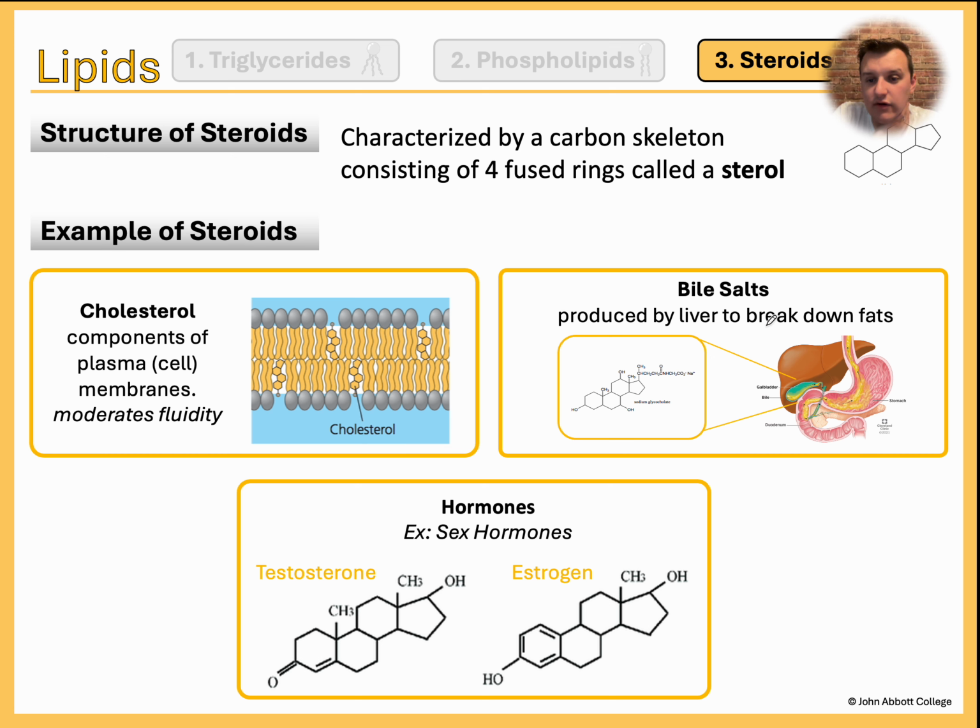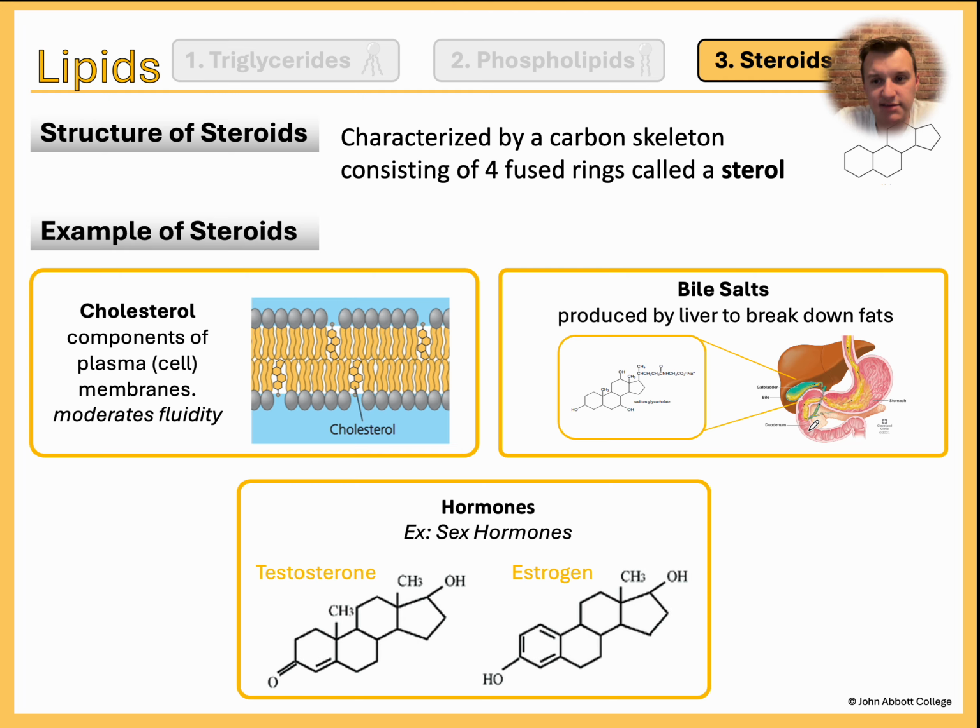The bile salts, right, are produced. These, do you see 1, 2, 3, 4? 1, 2, 3, 4. These are sterols. These are still steroids, right? Bile salts, they are produced by the liver. They are stored in the bile. And then they get released into the small intestine, and they help to break down fats.